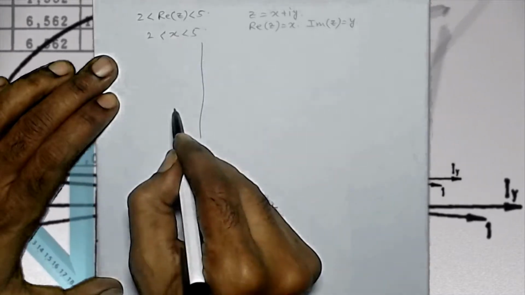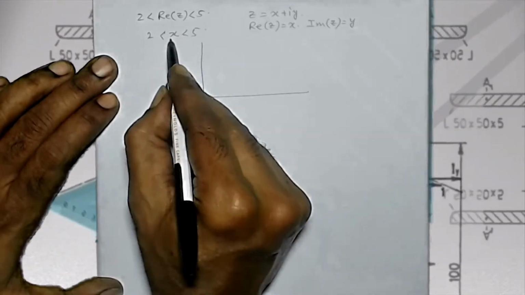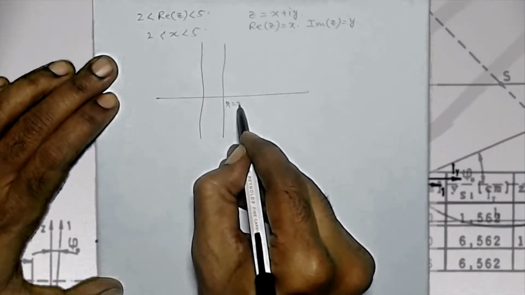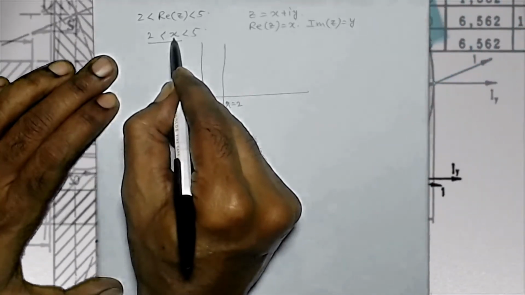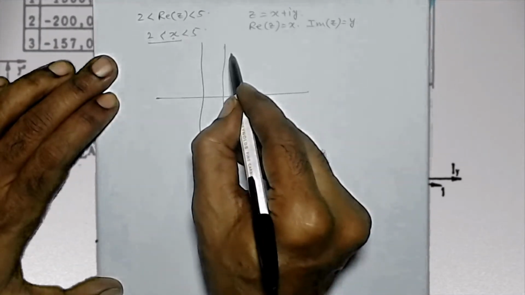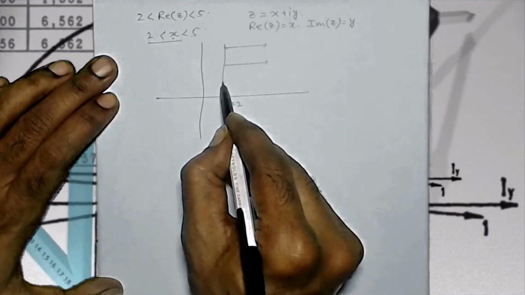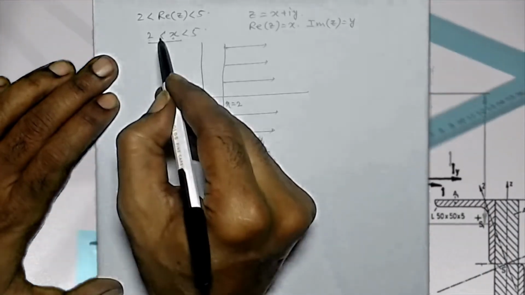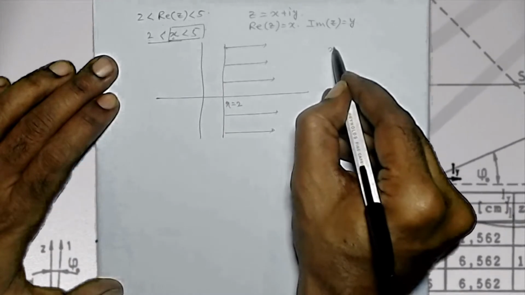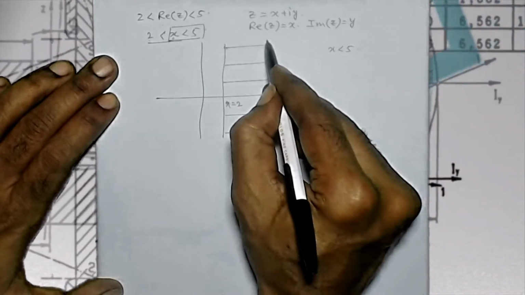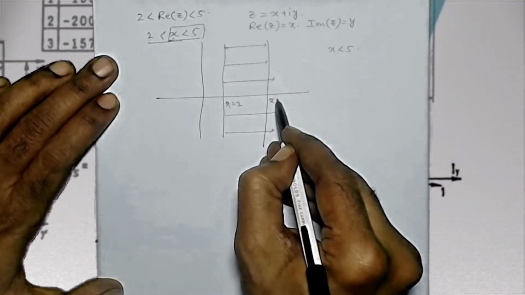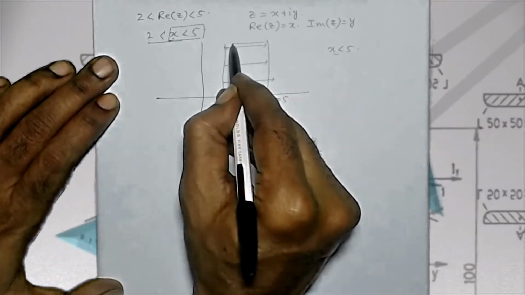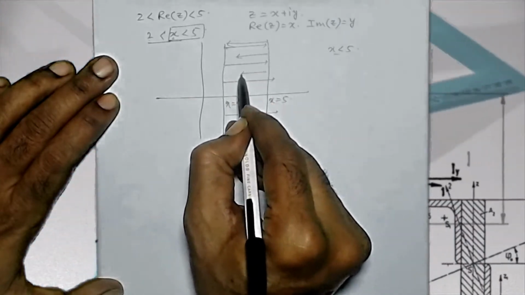So let me just draw it on an Argand plane. x equals 2 is this line. This is x equals 2. But x is greater than 2. So we are talking about this region, right? Now let me take the second part where x is less than 5. x equals 5 is a line which is parallel to the y-axis. Okay? But x is less than 5. Then we are talking about this region, not touching the line.